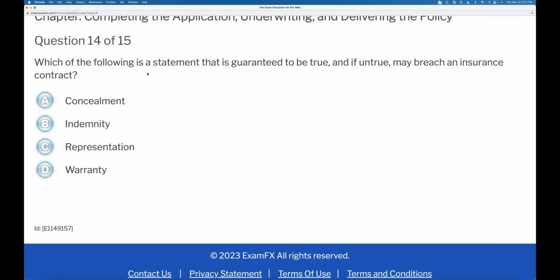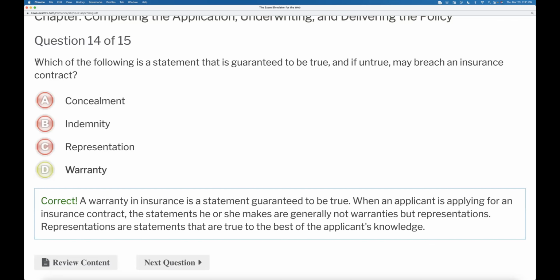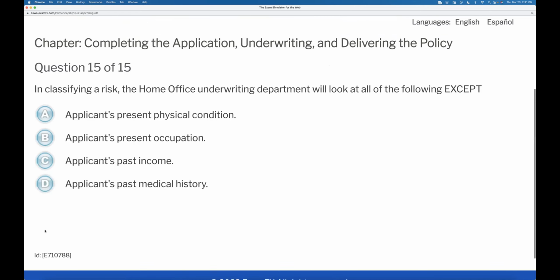Which of the following is a statement that is guaranteed to be true, and if untrue, may breach an insurance contract? True, guarantee. I want to answer D, warranty. Yes, great job. You got this right. It's getting better. You're getting better. Yes, you are.